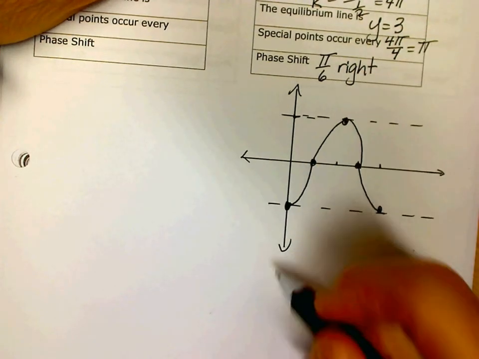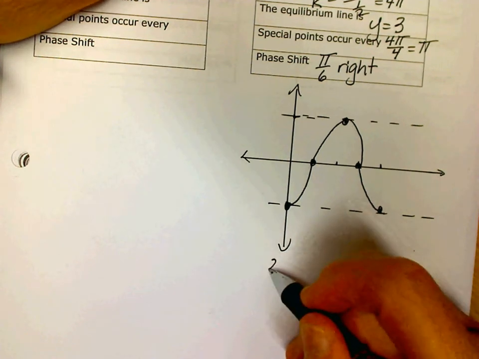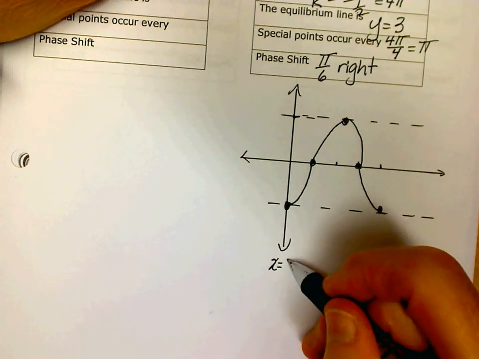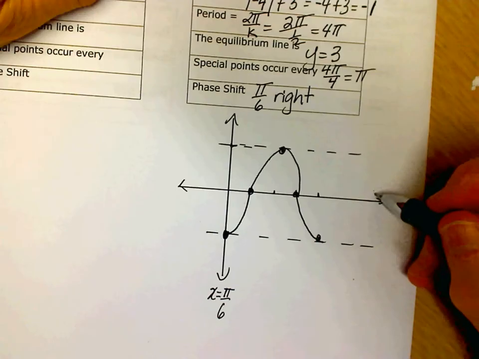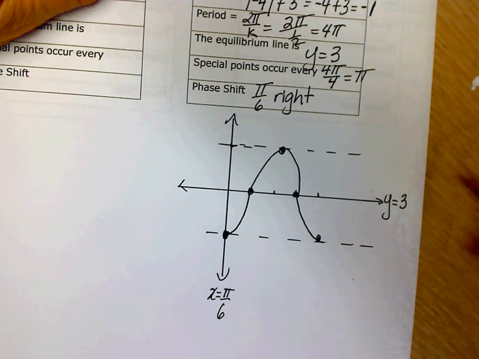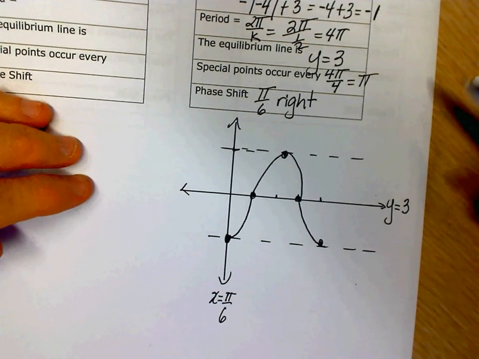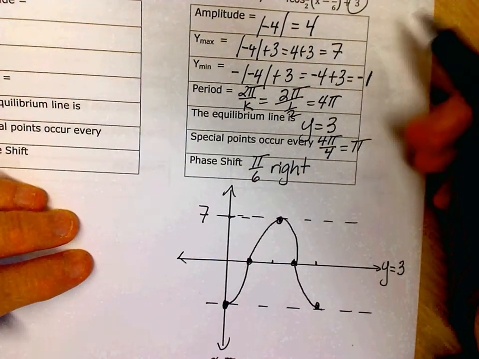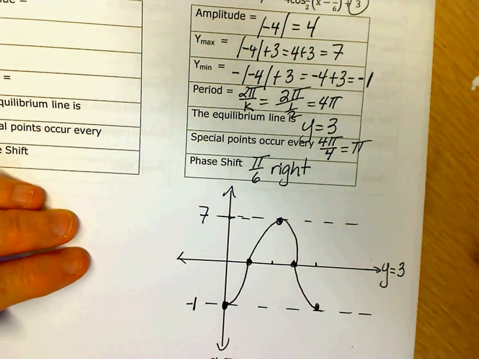So how am I going to label this vertical axis? It is equal to what? X equals what? Positive or negative? Because it's to the right. How am I going to label this axis? Y equals 3. All right. Now, our max is 7, right? So this is 7. Our min is negative 1.